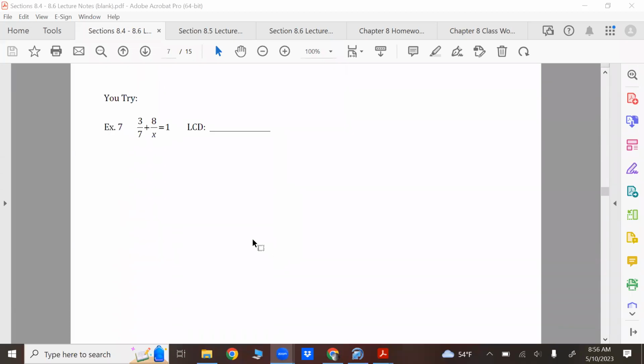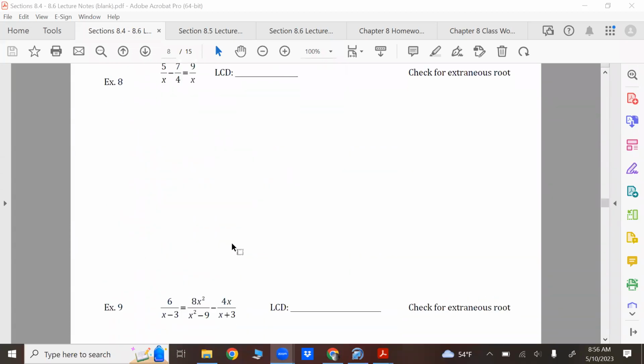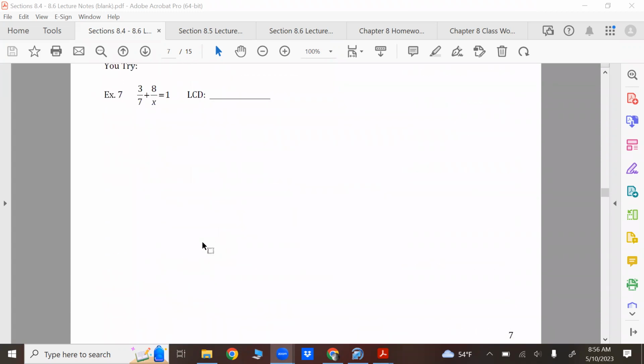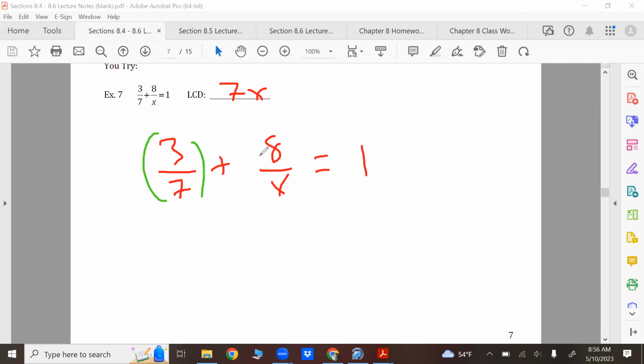Okay, so let's try the next one, guys, and then we're going to do more advanced ones down the road. So this one right here, guys, quiet please. Thank you. The LCD here is 7x. You can combine the two if you want, but I'm just gonna multiply everything by 7x. So what happens, you only multiply the numerator by 7x, but as a result, you're gonna cross cancel with the denominators. Wait, what?